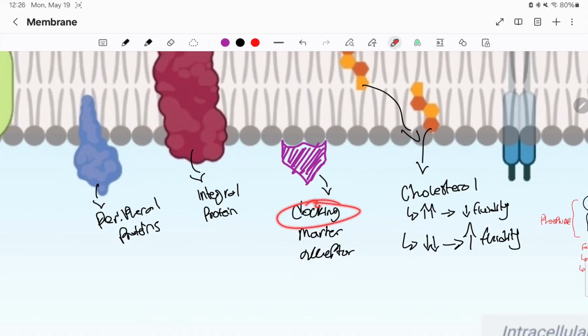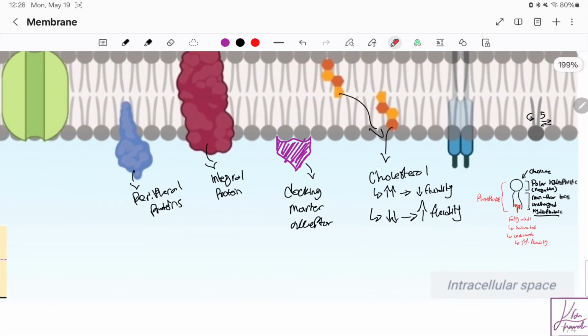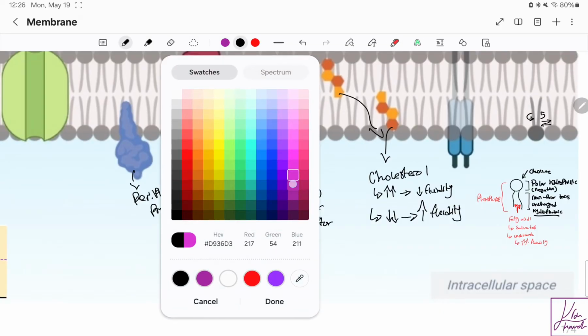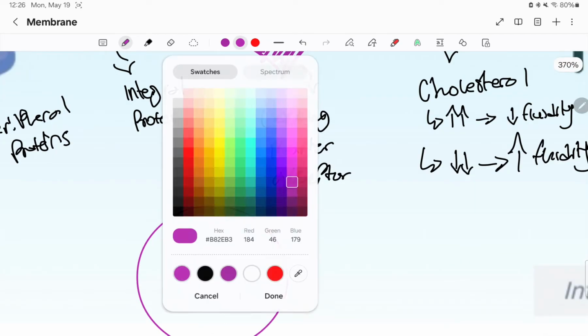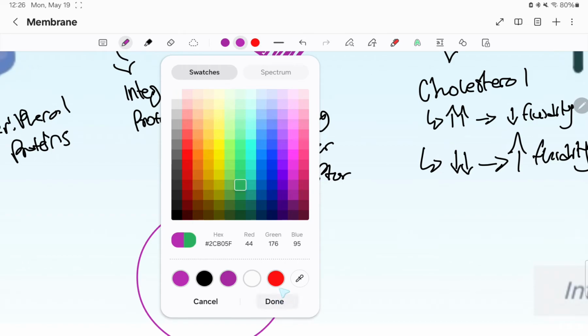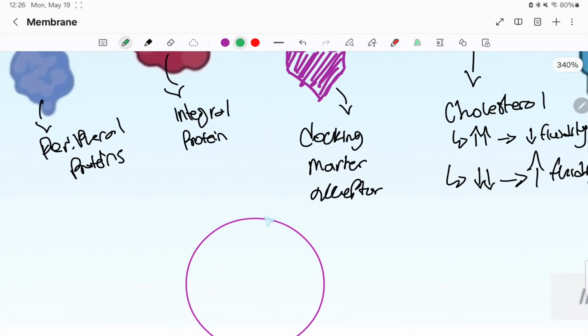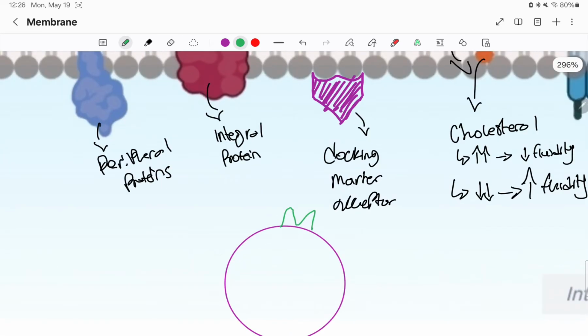Now, this is a docking marker acceptor. The best example I can give you is this. Let's say the cell has some cargo, okay, in the form of this vesicle. Now, this vesicle, on the outside of it, will be told it needs to go into a very specific location, okay? And that is by the presence of these signals, okay? Or more appropriately, docking markers, okay?